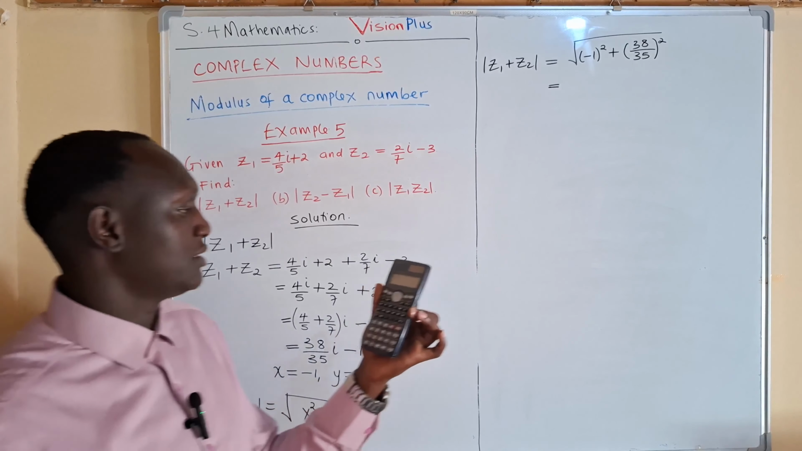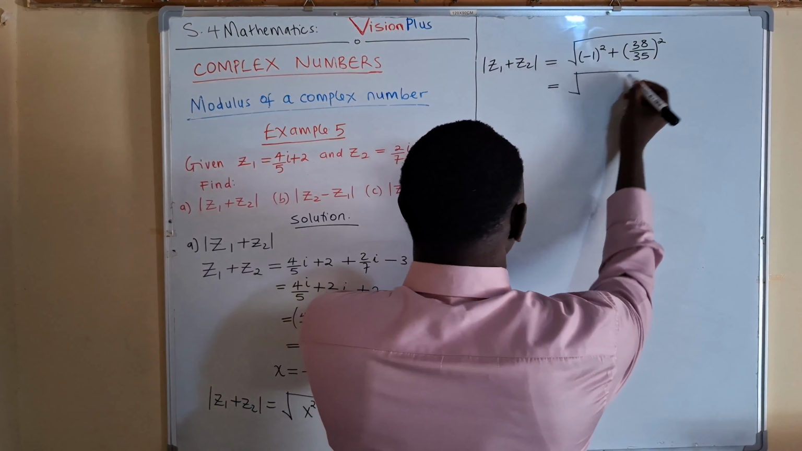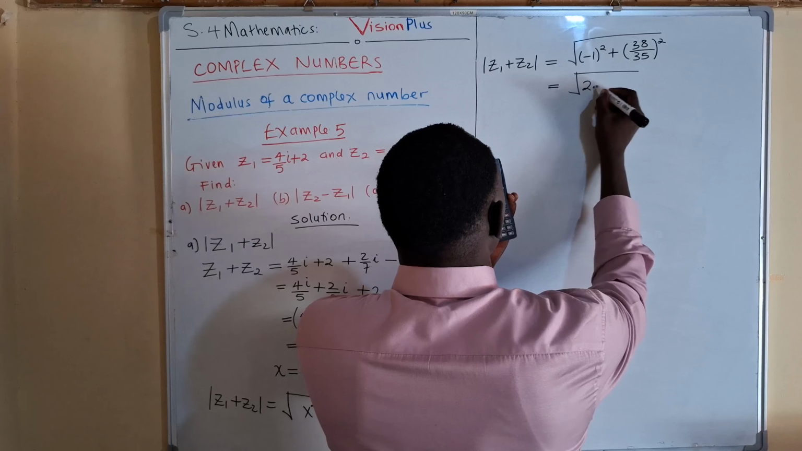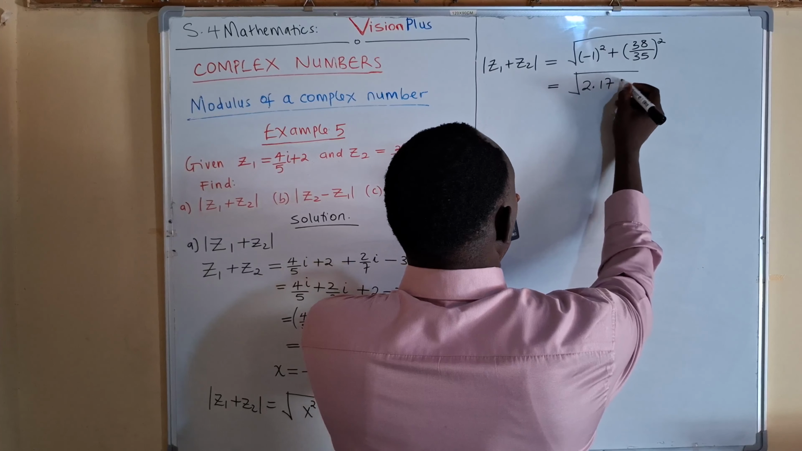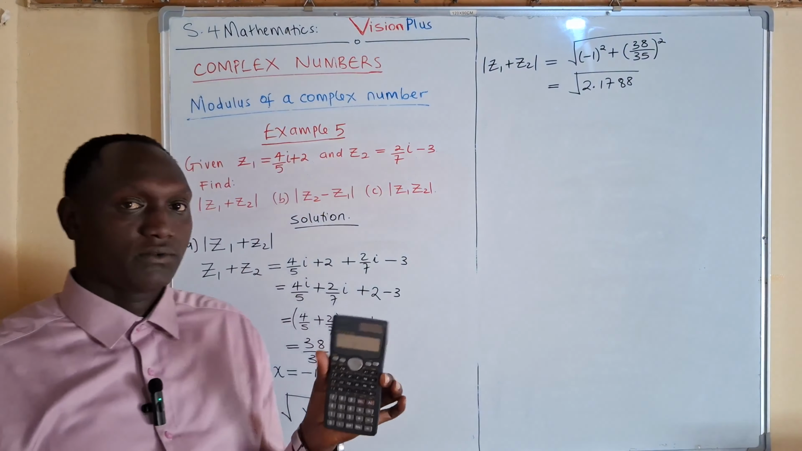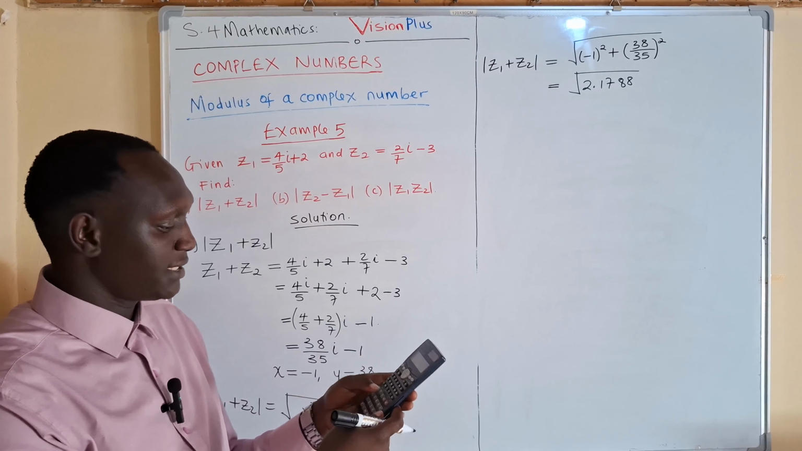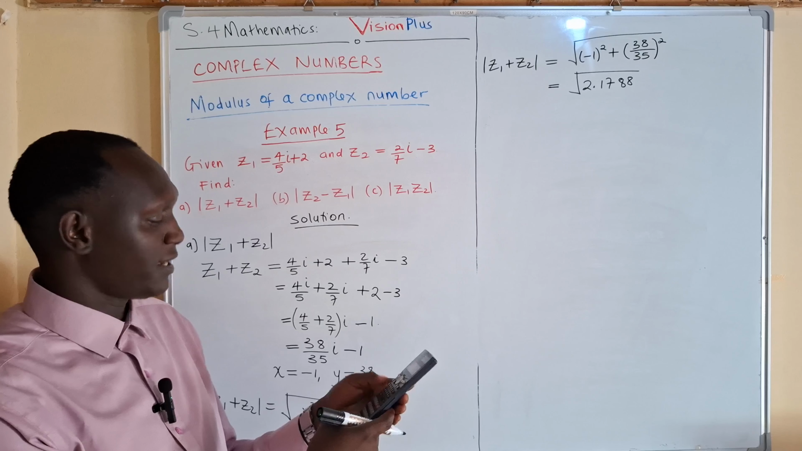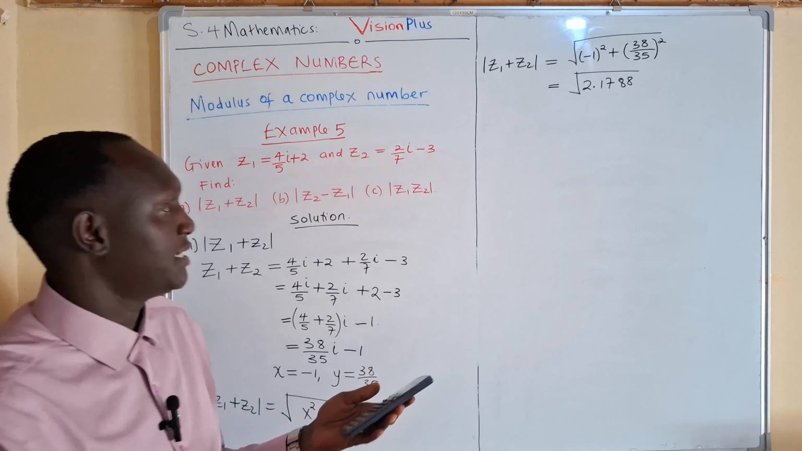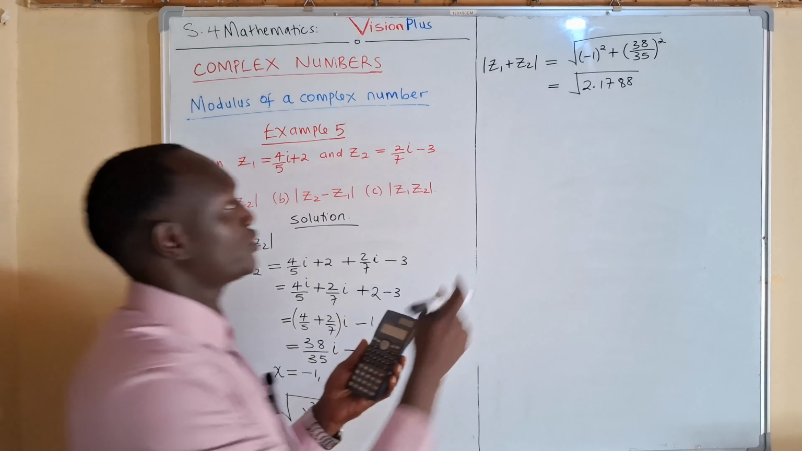So here I'm getting 2.1788. It is still under the square root, I've not taken the square root yet. You round to 4 decimal places. Now that is the value. And just to confirm it, normally redo your calculations twice so that you are sure: 38 divided by 35 squared plus 1. Yes. And then from here now you take the square root. What is the square root of 2.1788?